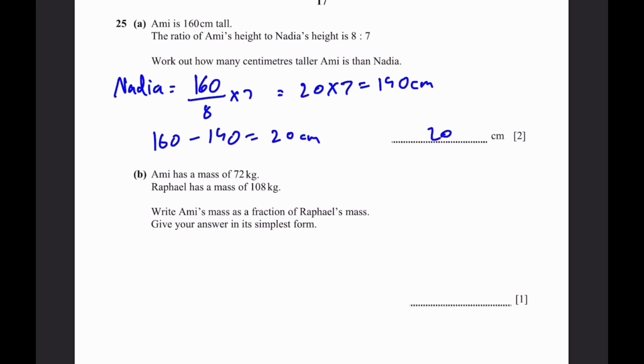That's the answer. B. Ami has a mass of 72 kilograms and Raphael has a mass of 108 kilograms. Write Ami's mass as a fraction of Raphael's mass. Give your answer in simplest form. We can write this as 72 over 108. When we simplify it, we get 2 over 3, because both can be divided by 36. So the answer is 2 over 3.